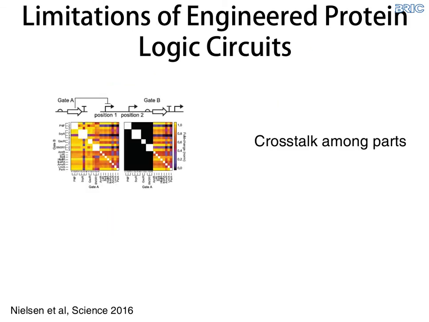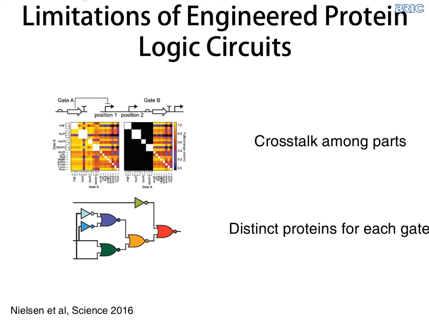So what are the limitations? One of the limitations is that usually you're mining these parts from different organisms, such that those different proteins are not necessarily designed to work together. Some of them can recognize similar DNA sequences and drive the expression of the gene. So there can be crosstalk among parts. That can be a big problem, so you have to check for the crosstalk.